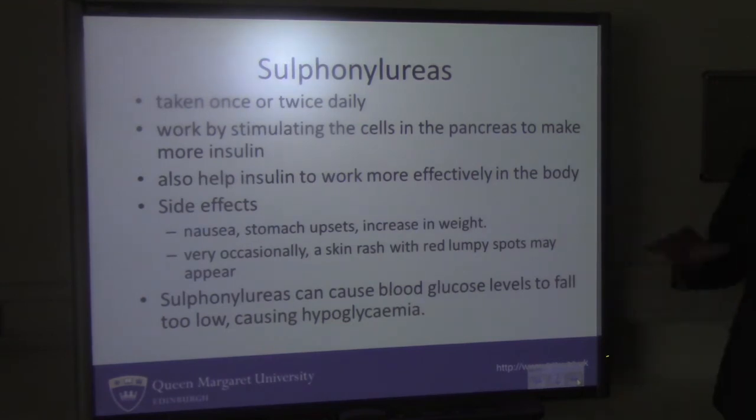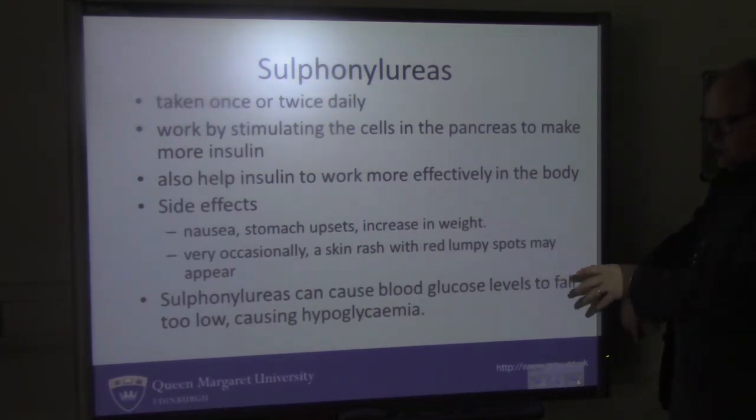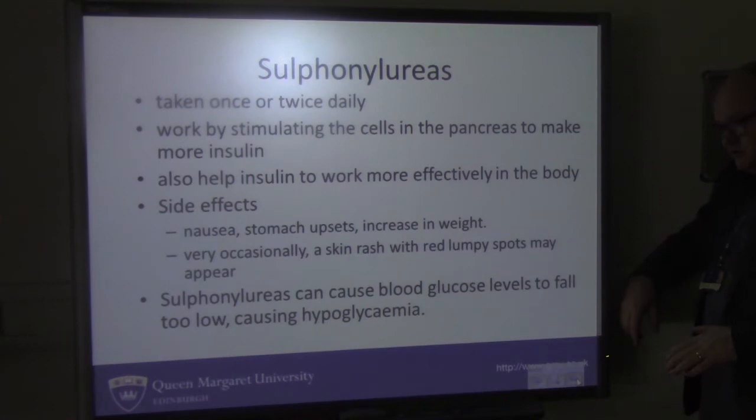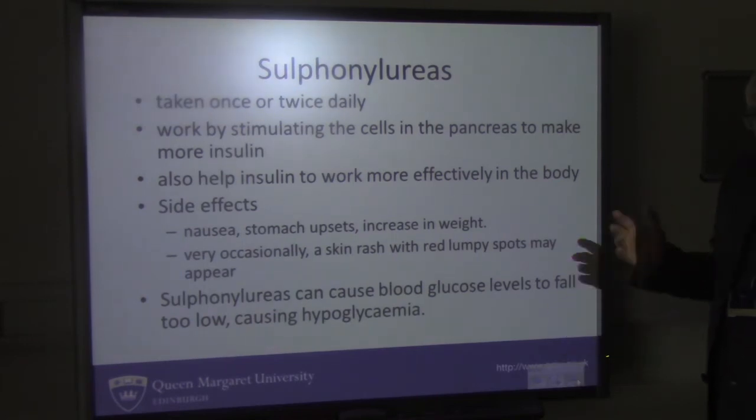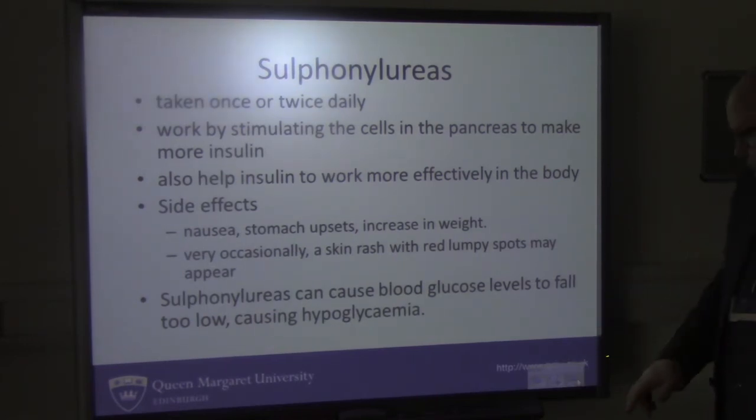They can cause some significant side effects. They can cause nausea, gut upsets, increases in weight. They can cause a rash if there's an allergy to it. What you've got to watch out for, though, is they can cause the glucose levels to drop so low. If you boost the insulin response too much, then you'll actually lower the glucose to such a level that you cause hypoglycemia. So in the treatment to avoid hyperglycemia, you can get the backlash of hypoglycemia.